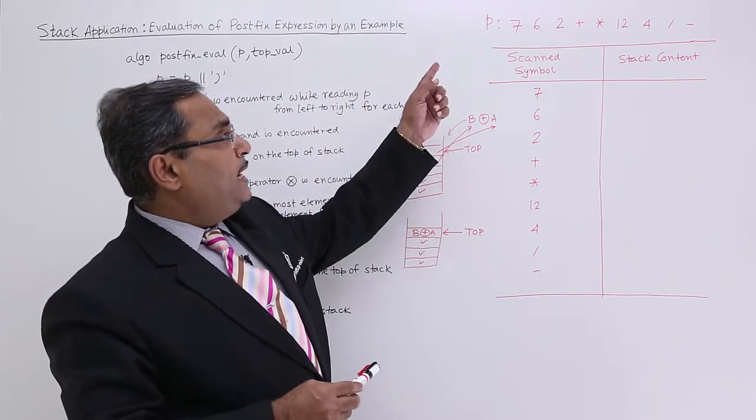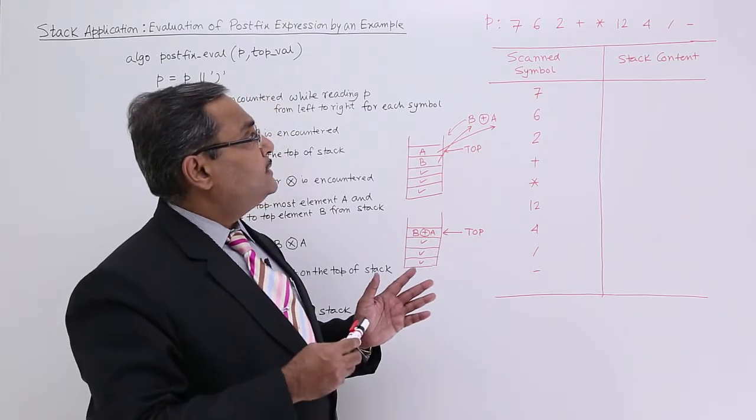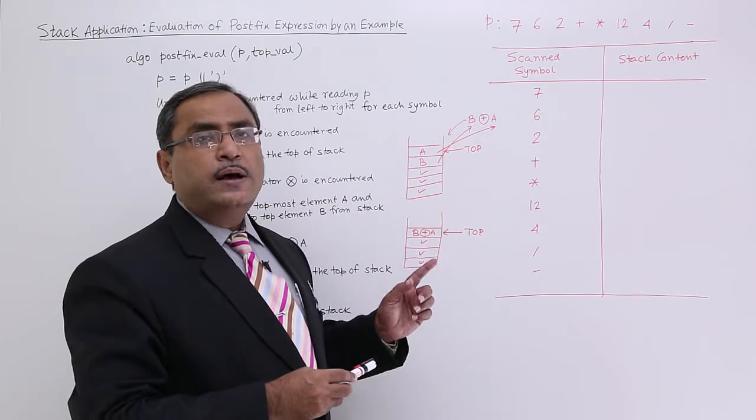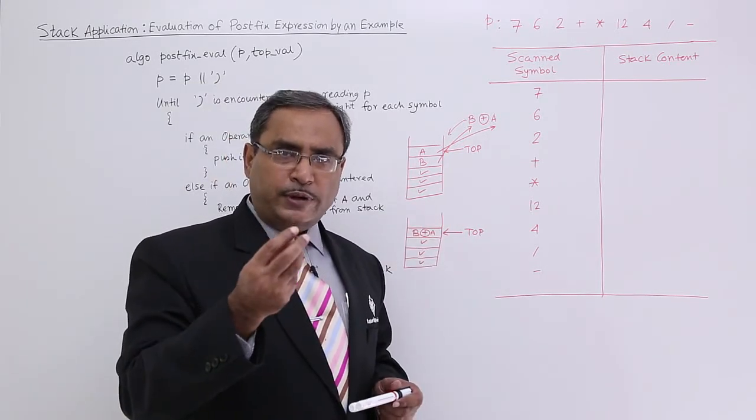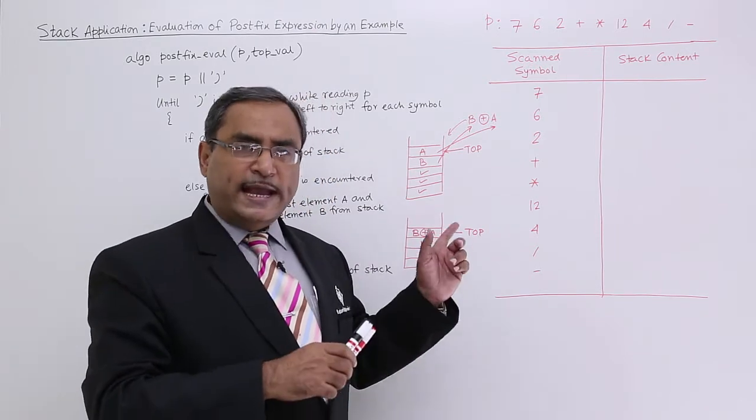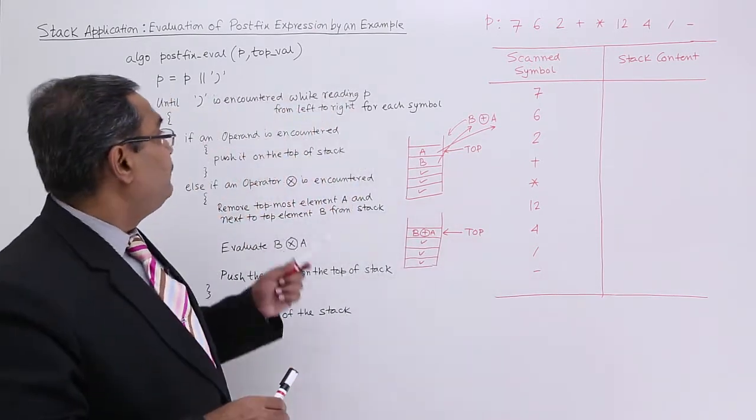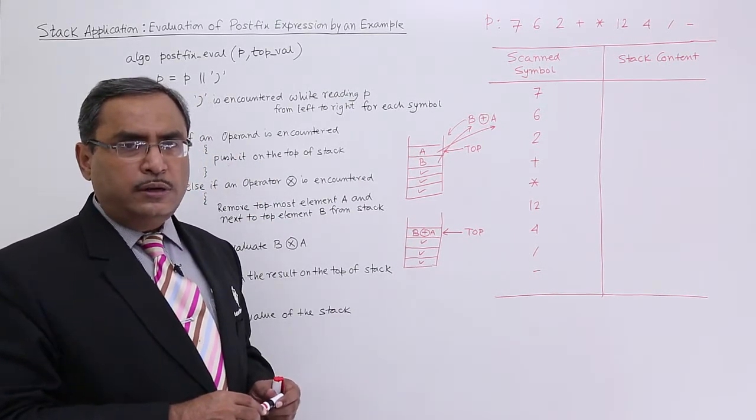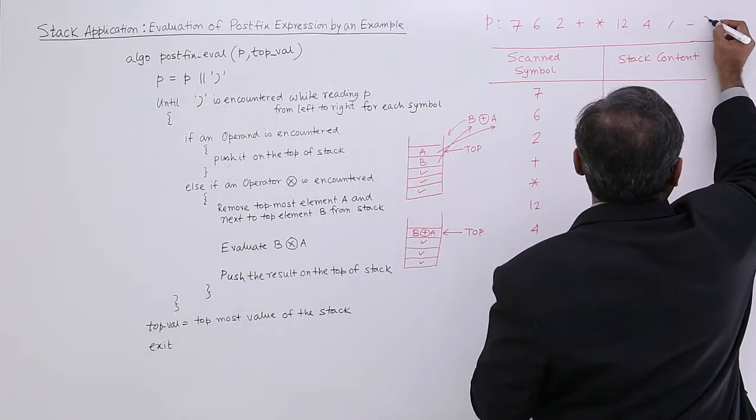See, one P is given to us. P means the postfix expression, that is 7 6 2 plus star 12 4 slash minus. This expression has to be evaluated and I am supposed to get the evaluated value. If I execute my algorithm, at the end I shall get the value. Now what is the first step? They are asking to concatenate one closing bracket at the end of P. So I am just giving one closing bracket at the end of P.